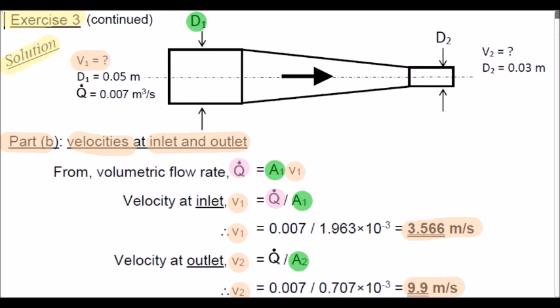Exercise 3, solution continued. And from knowing the volumetric flow rate and the areas at the inlet and outlet sections, we can calculate the velocities at the inlet and outlet sections. So that's the full solution for exercise 3.